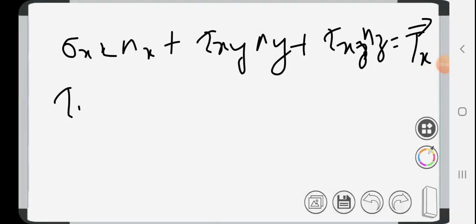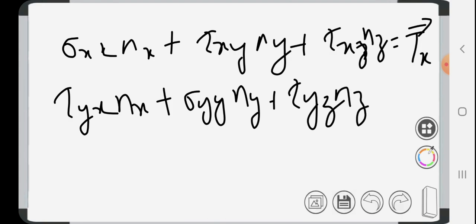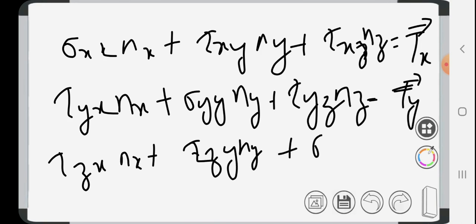Similarly, tau yx nx plus sigma y ny plus tau yz nz equal to ty, the t vector y. Then tau zx nx plus tau zy ny plus sigma z nz equal to t vector z.